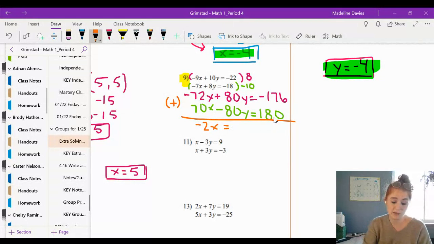Now this is where I'm going to use my calculator. Negative 176 plus 180 is 4. So I think we said 16 last time. So 4. And then divide by negative 2 on both sides. You get x equals 4 divided by negative 2, which is just negative 2. Much nicer answer. All right.